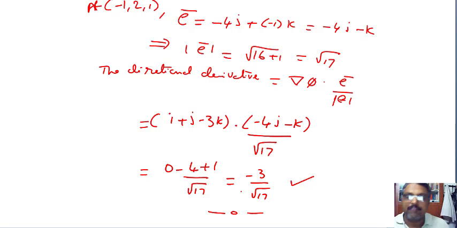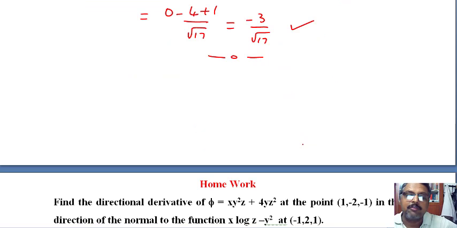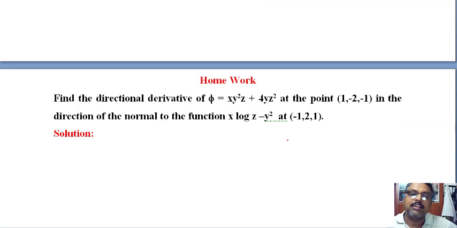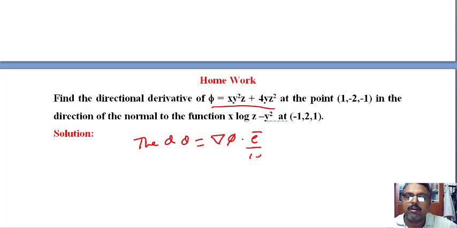Okay. In a similar way, solve another problem, take it as homework. Find the directional derivative of the function phi equals x y square z plus 4 y z square at the point 1, minus 2, minus 1, in the direction of the normal to the function x log z minus y square at the point minus 1, 2, 1. What is the hint? Directional derivative equals del phi dot e bar by mod e bar.